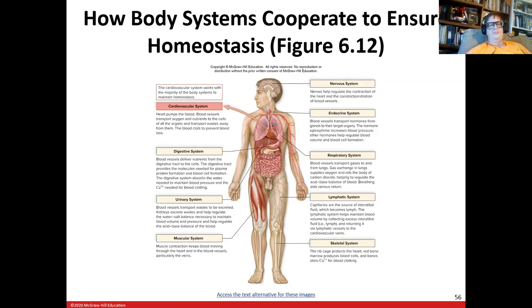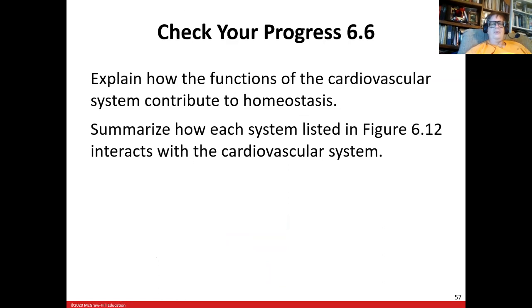All right, let's jump into it. We want you to be able to explain the functions of the cardiovascular system and how they contribute to homeostasis. And this is figure 6.12. Summarize how each system listed in 6.12 interacts with the cardiovascular system. So know that the endocrine system is using the cardiovascular system to transport its signals through the body. Know that the urinary system receives the waste that it needs to take out of the body through the bloodstream, etc. So it wants us to go through them.